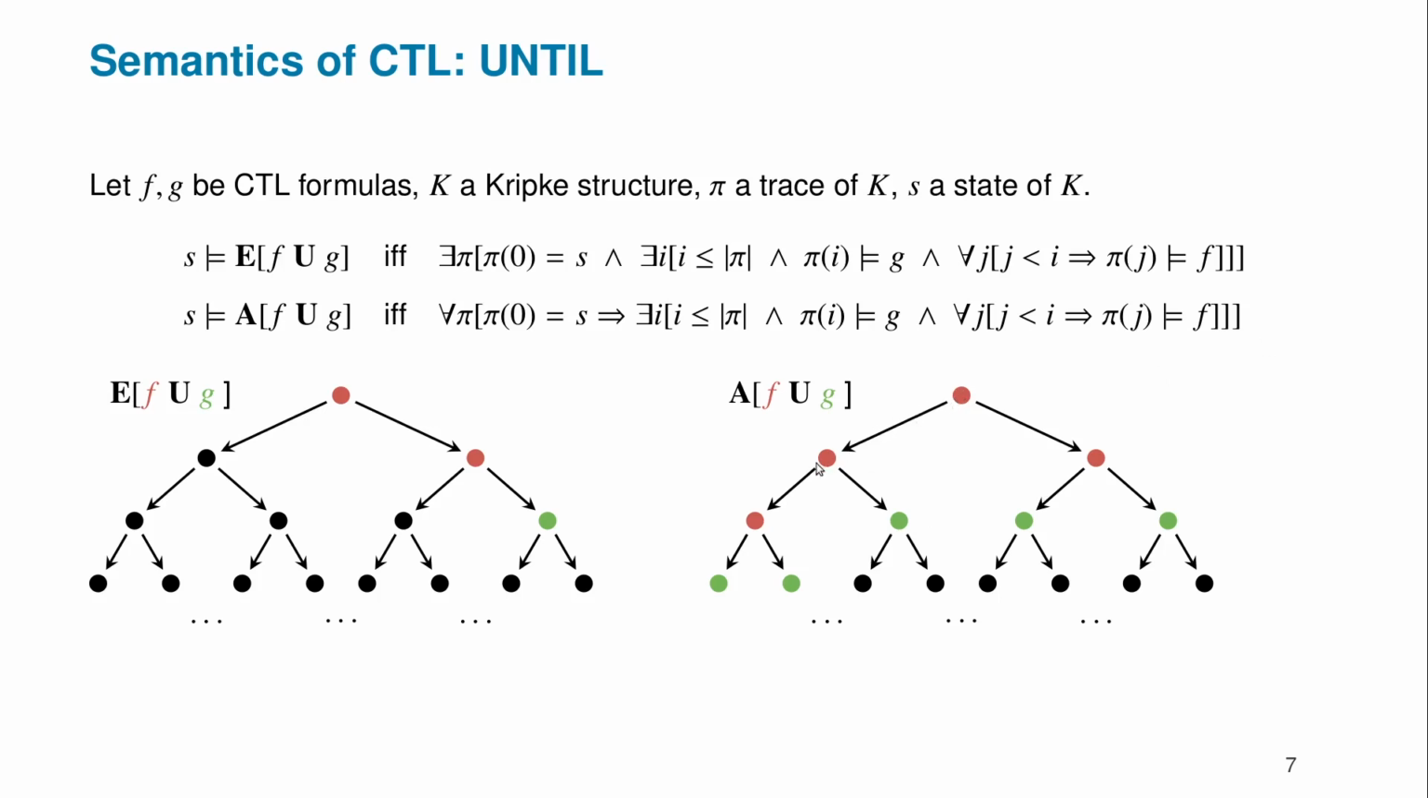So we have on every path the red dots until we reach a green dot. And because of the universal quantification, this really has to hold for every path. And again, the until formula would not be true if we have a path or a trace on which F always holds, so in every state F holds, but we never reach G. On this path the until formula does not hold, because we require that at some point G has to hold.